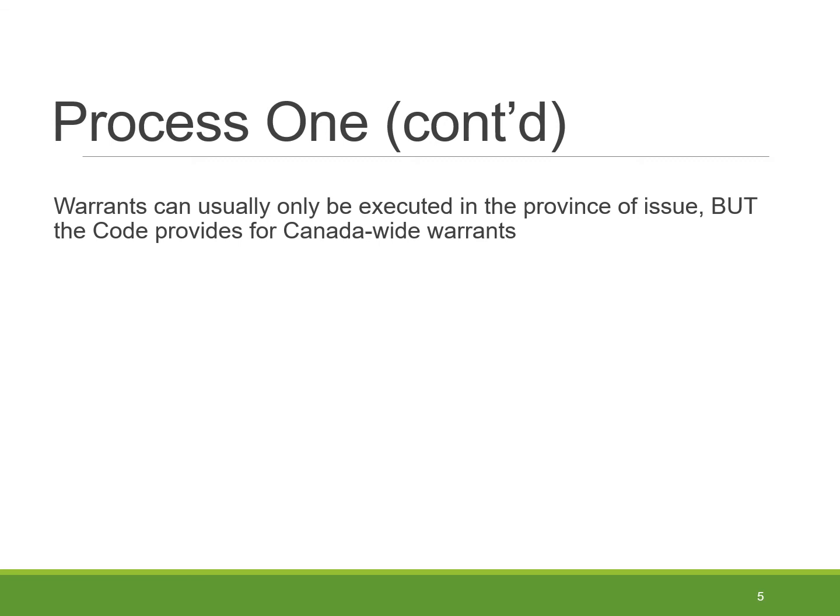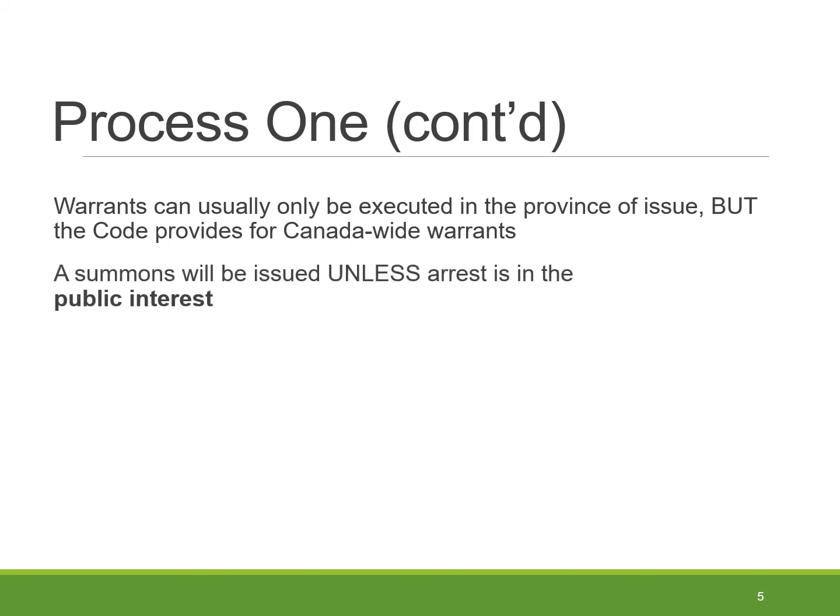And then the warrant is usually only executed in the province of issue. So if a police officer went before a justice of the peace in Alberta, they could only arrest the accused in Alberta, and only the police in Alberta would know about it. But there are Criminal Code provisions to allow for Canada-wide warrants. But remember, the rule is to have them appear, not to arrest them. It's usually a summons.